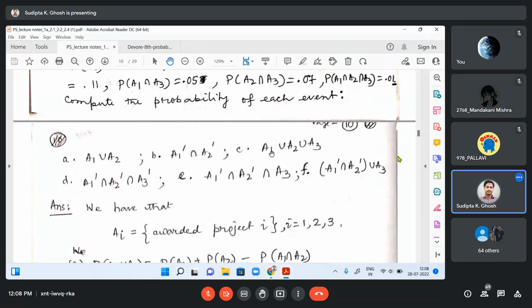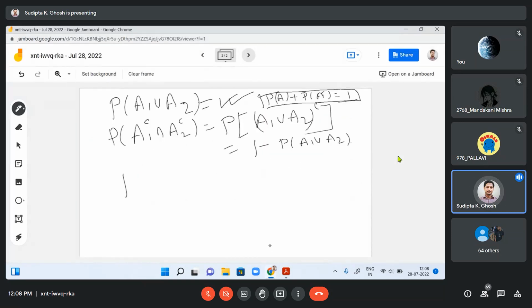Then I am asking about A1 union A2 union A3. Can you calculate the probability of A1 union A2 union A3 by using the formula? Exactly, the last formula that I taught in the last class: probability of A1 plus probability of A2 plus probability of A3 minus probability of A1 A2 minus probability A2 A3 minus probability A1 A3 plus probability of A1 A2 A3. So you can easily calculate that.